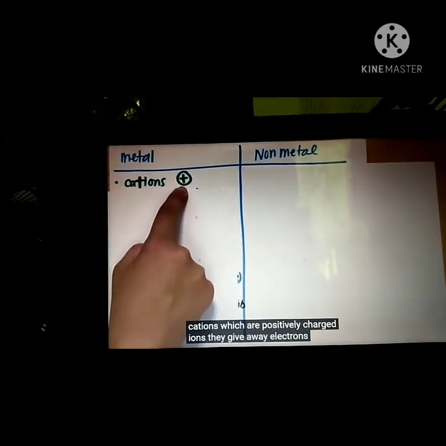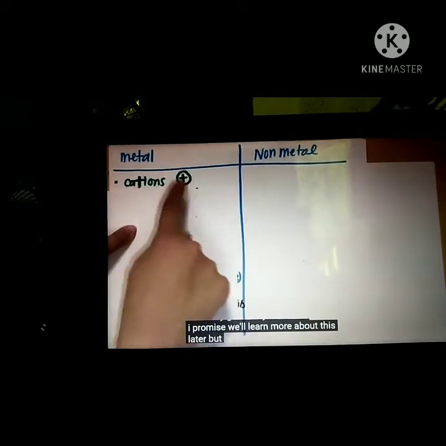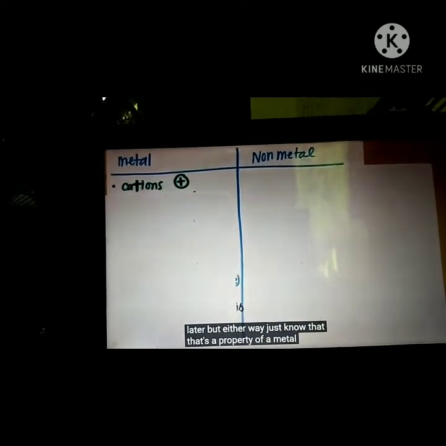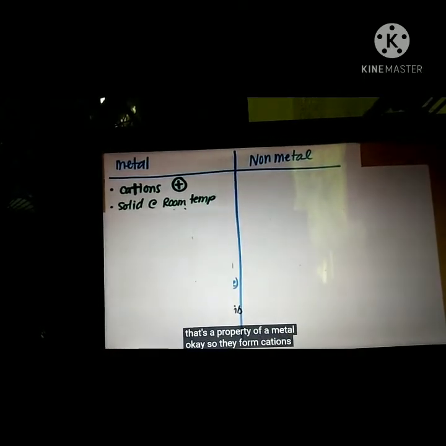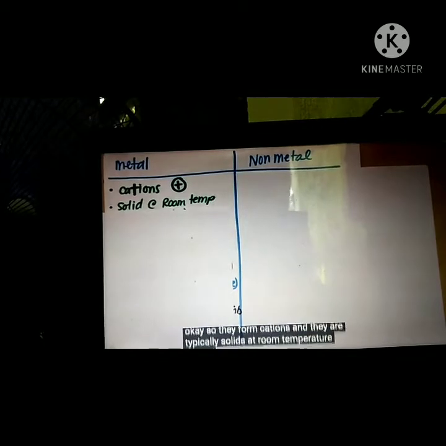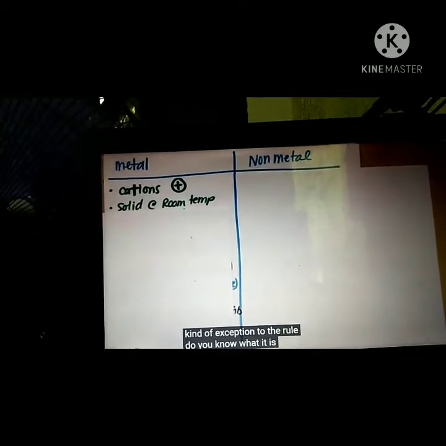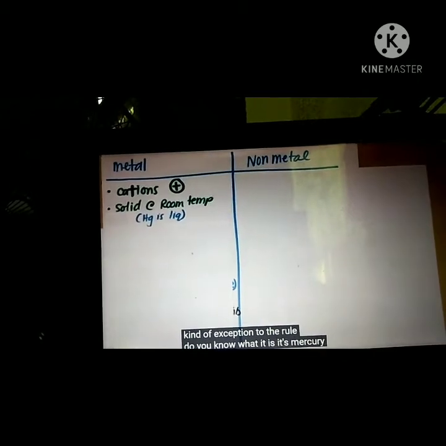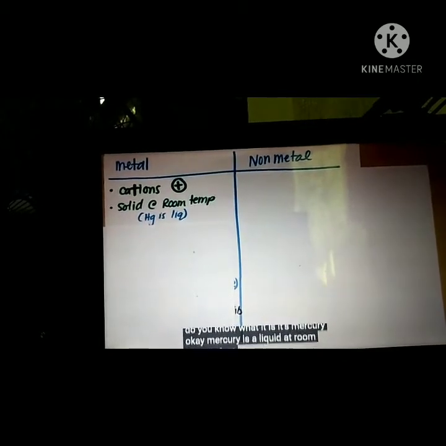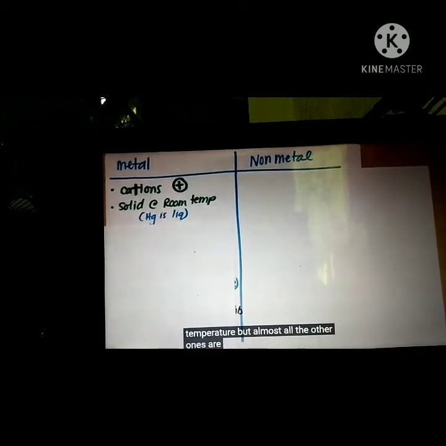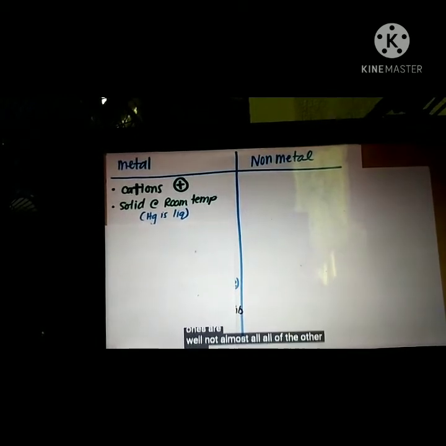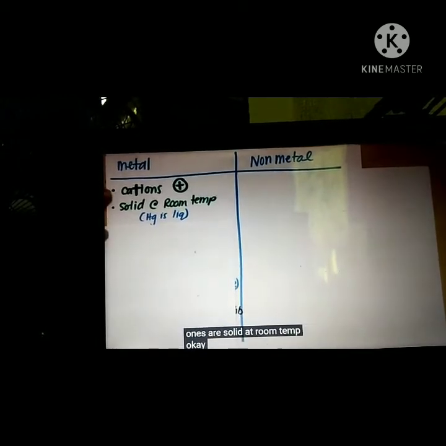So metals will form cations, which are positively charged ions. They give away electrons. I promise we'll learn more about this later, but either way, just know that that's a property of a metal, okay? So they form cations, and they are typically solids at room temperature. Almost all of them. There's only one exception to the rule. You know what it is? It's mercury, okay? Mercury is a liquid at room temperature, but almost all of the other ones are solid at room temp, okay?